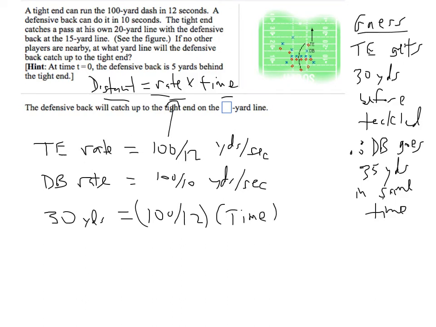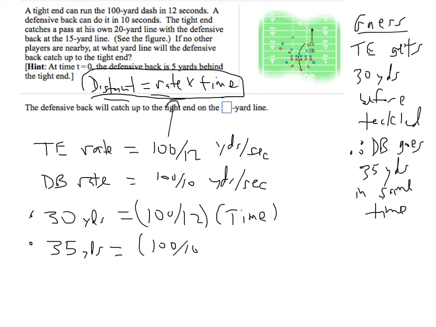And I'm just going to write time in there because notice that's not given in the problem. That's really the trickiest thing about this problem, I think, that it seems like you may not have enough information because we don't know what that time is. So that's the tight end following this distance equals rate times time equation. Second would be the defensive back. So the defensive back goes 35 yards.